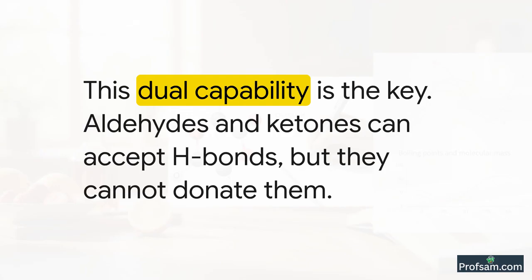Think about it. Aldehydes and ketones, they have this C equals O group, so they can accept a hydrogen bond. But can they donate one? No, they don't have a hydrogen atom attached to a highly electronegative oxygen atom like carboxylic acids do. This is the key difference.